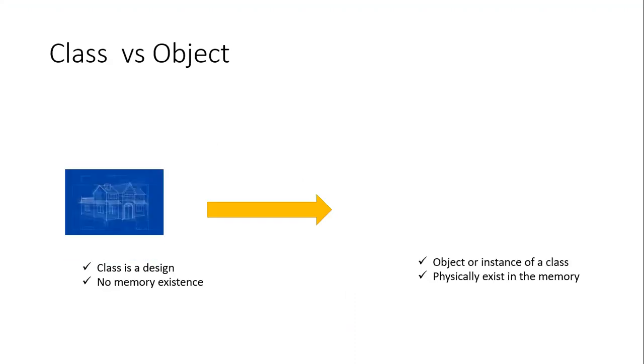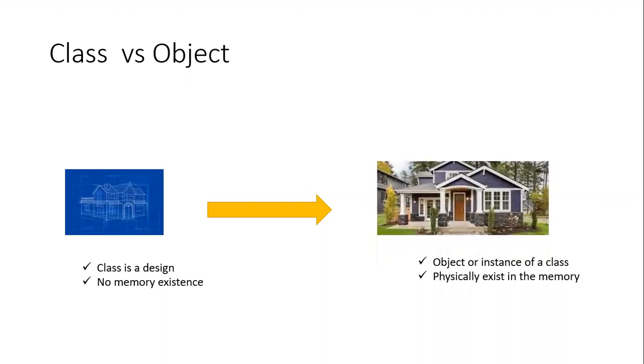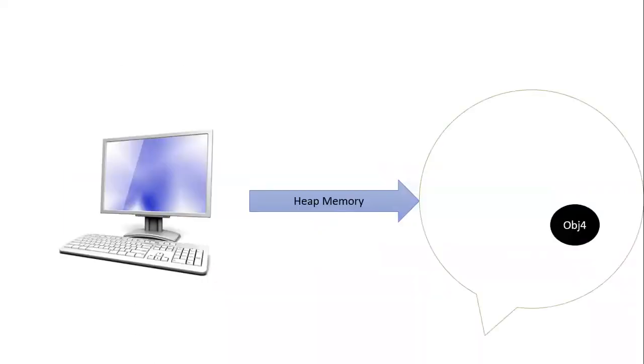So, what is a class? A class is a blueprint, and what is an object? An object is the physical existence of a class in the memory. We also use the term instance or object of a class when we physically create it in the memory. So this is the major difference between class versus object.